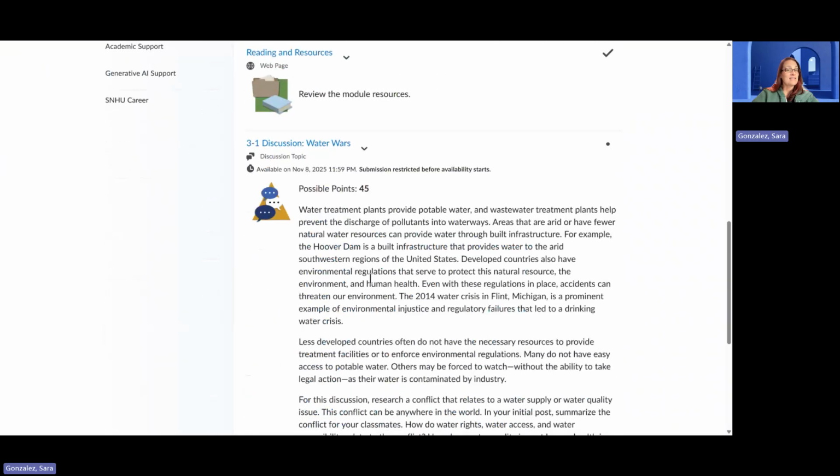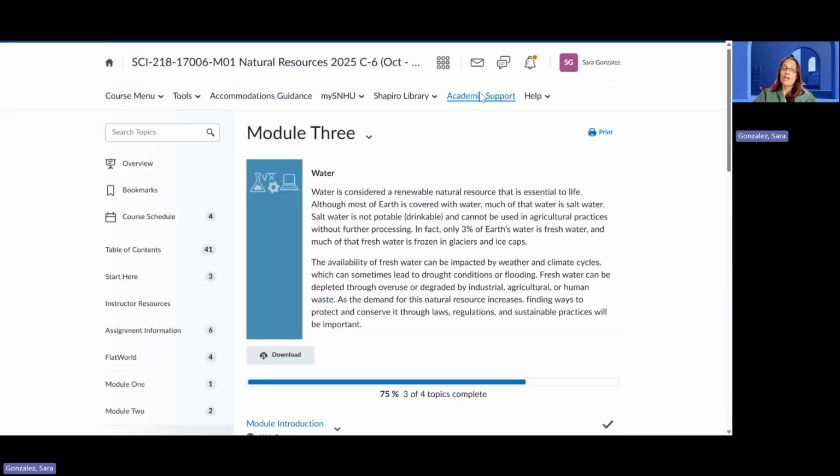So again, all you have to do is the initial post that's due Thursday and 2 follow-up responses due Sunday. Let me know if you have any questions, and I look forward to this. This is very interesting, looking at different conflicts all over the world. So I look forward to reading your posts and then the comments as well.